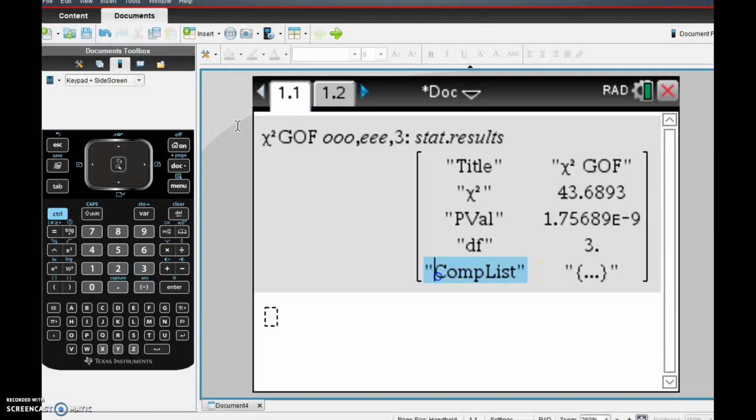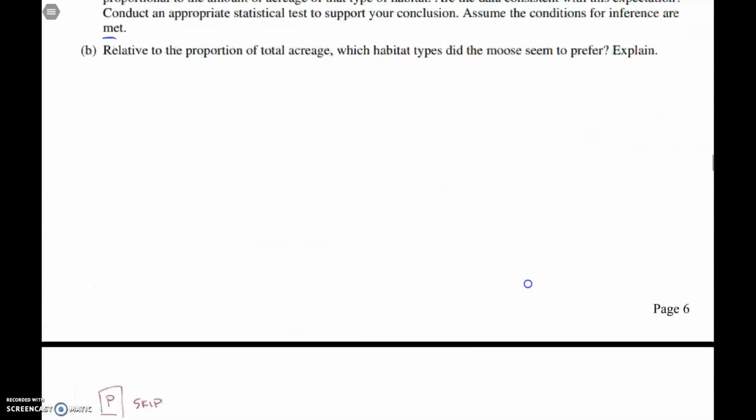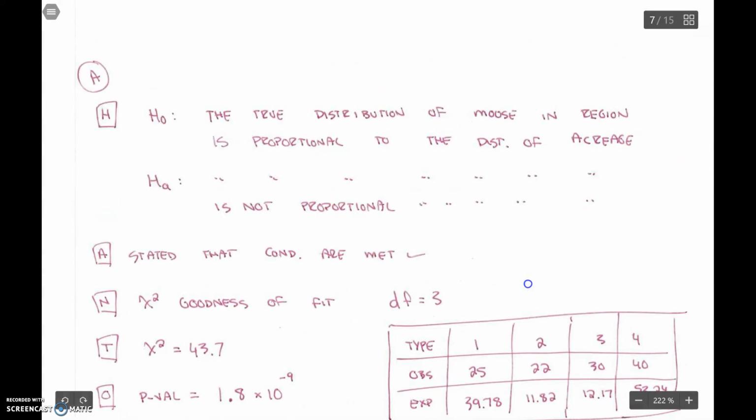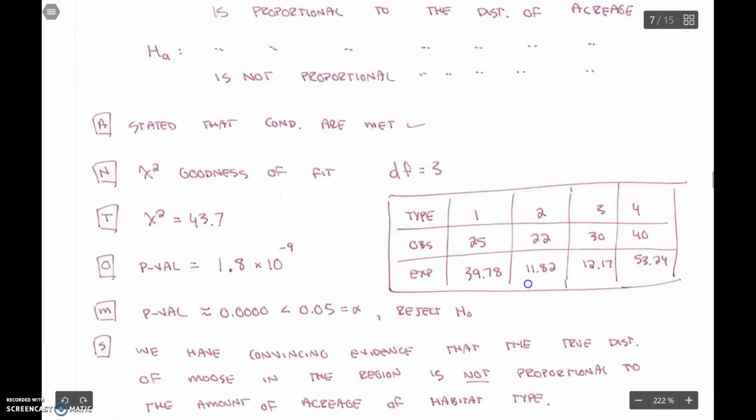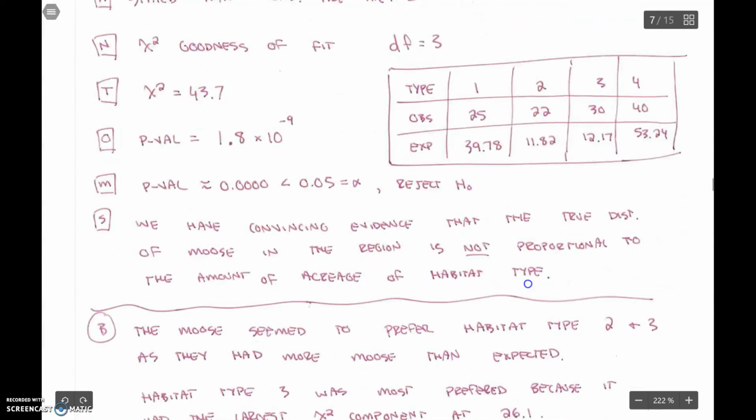And here's the comp list. We're going to look at that. That's that component list I was just talking about. So let's just go back here and look at what we got here. Null is the true distribution of moose in the region is proportional to the distribution of the acreage, versus the distribution is not proportional. Goodness of fit, test statistic, p-value, conclusion: small p-value, less than alpha, reject the null. We have convincing evidence that the true distribution of moose is not the same, is not proportional to the acreage.